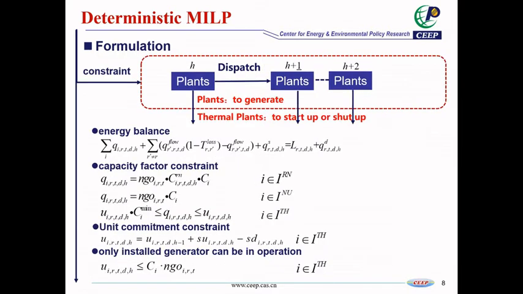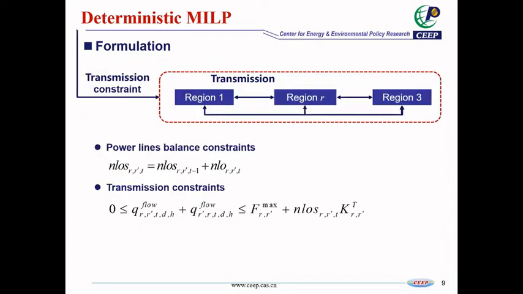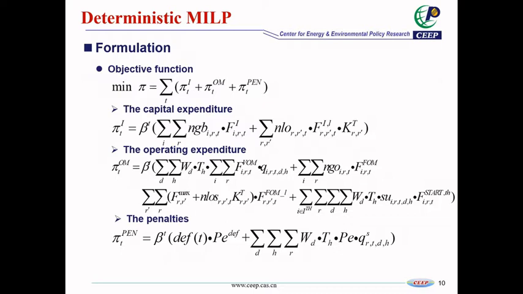In the dispatch model, the energy balance needs to be satisfied for each hour. We have modeled a variety of different generation technologies. For example, the output of variable renewable generation technology changes over time as their capacity factors change. Thermal power generation can adjust its output level by startup and shutdown. In the transmission section, the new construction of transmission lines and the power transmission at the moment are considered. The objective function incorporates our investment costs, operating costs, and penalty costs.